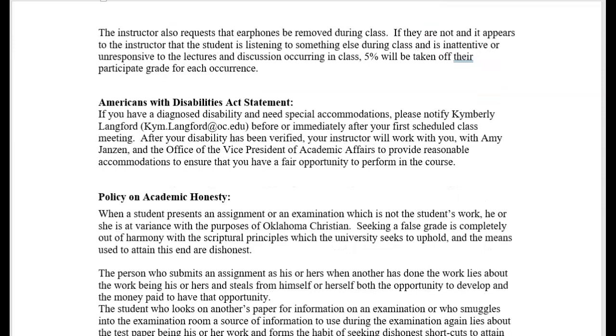If you do have a disability that requires some additional time for taking quizzes or exams or some help for your writing assignments, you need to make sure that your disability is noted with our office. The person you're supposed to contact, I believe, is Kim Langford. So contact her, and I will work with her. That should say I'll work with Kimberly Langford. Amy Jansen was the previous person, so I'll correct that in the syllabus.